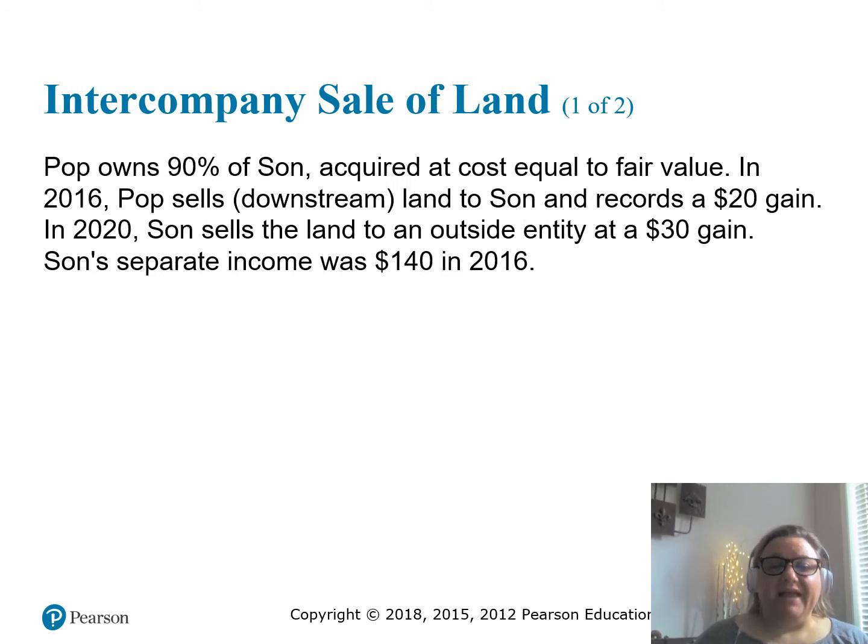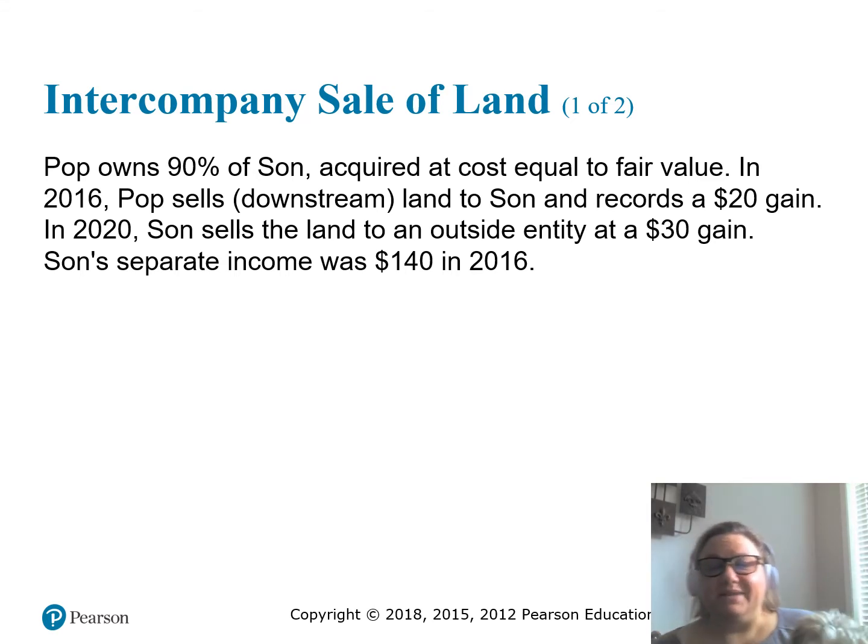Okay, so Pop owns 90% of Sun at a cost equal to fair value. In 2016, Pop sells downstream land to Sun and records a $20 gain. In 2020, Sun sells the land to an outside entity at a $30 gain, and Pop's separate income was $140 in 2016.